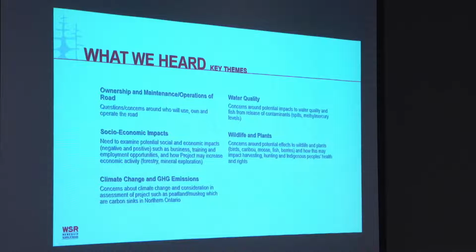Another area which is always of interest to communities is ownership and maintenance operations of the road. Community members will say, well, is this going to be owned by the province? Is everyone going to be able to come up here and use these roads and come into our territory? These are all important questions, and there aren't answers to those yet. I think that kind of discussion is just starting at this point, but we get a lot of comments on that as well.